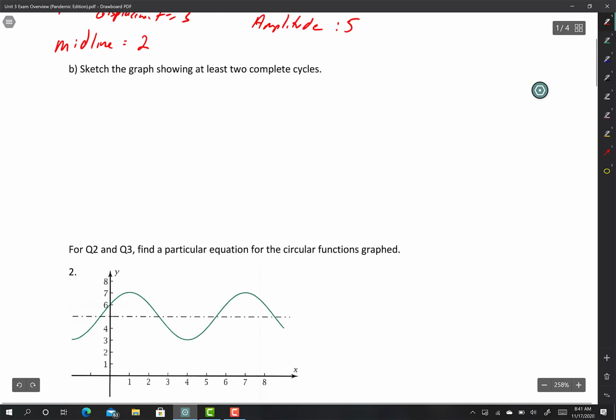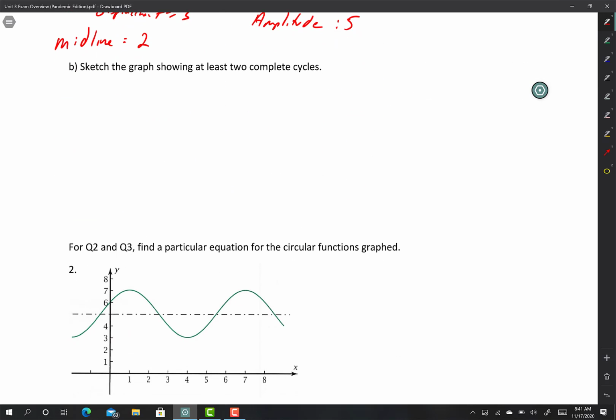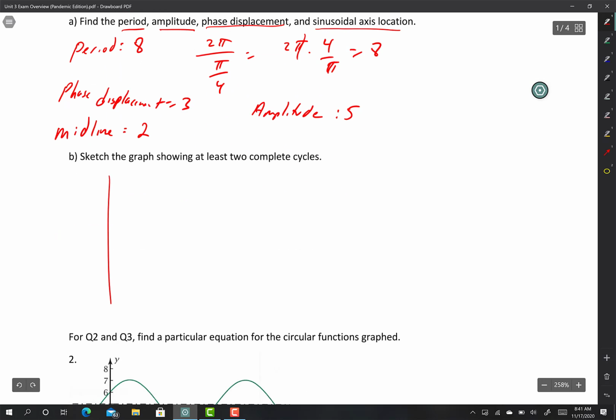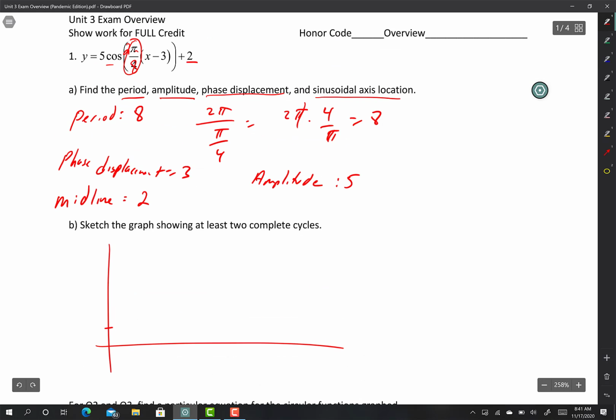That's fine. Sketch a graph showing at least 2 complete cycles. So if I want to see 2 complete cycles, I'm going to start at the midline. So here's 2, and then I'm going to go 5 above. So 5 above is 7. I'm going to say 7's right there. And then 5 below, so that'd be -3. And then here's the midline.